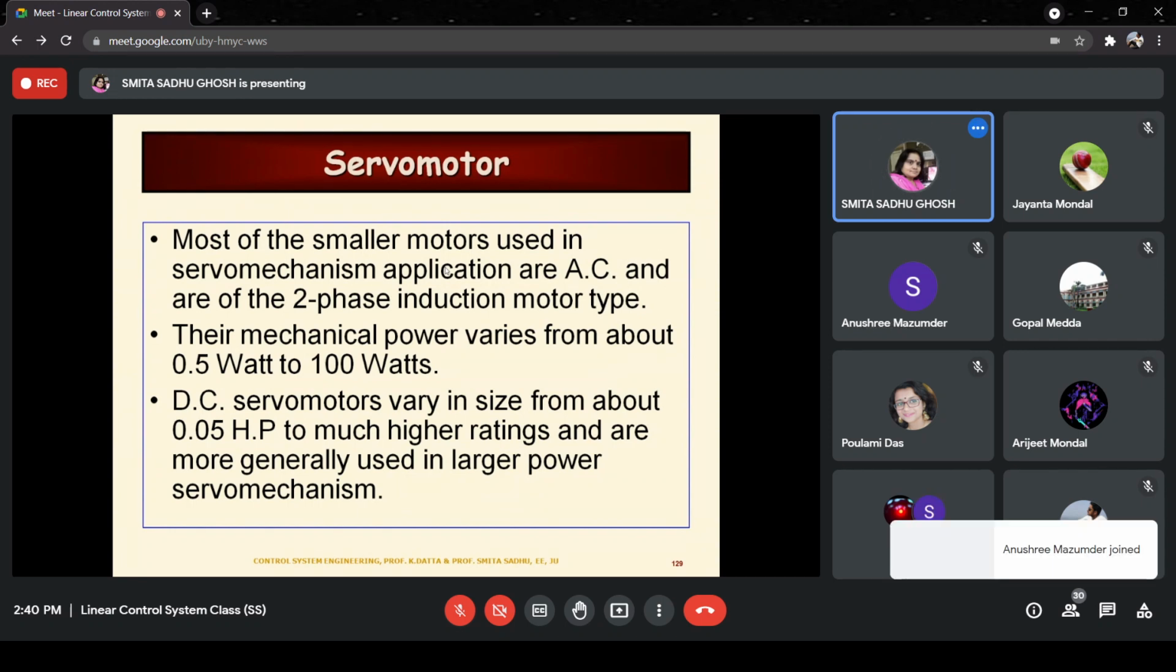So servo motors should essentially be able to produce a large torque, though they should have low inertia, right?